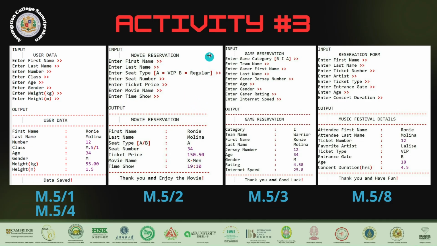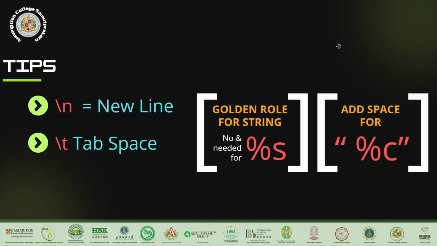Now it is time to put your skills to the test. Open up your activity scanf source file. Your activity 3 depends on your room. Look at the screen right now to see the expected output and make sure you are building the correct one for your class. As you code, remember to use \n and \t to format your output beautifully. Also, do not forget our golden rules. No ampersand for strings using %s, and always add a space before %c so the program does not skip your input.